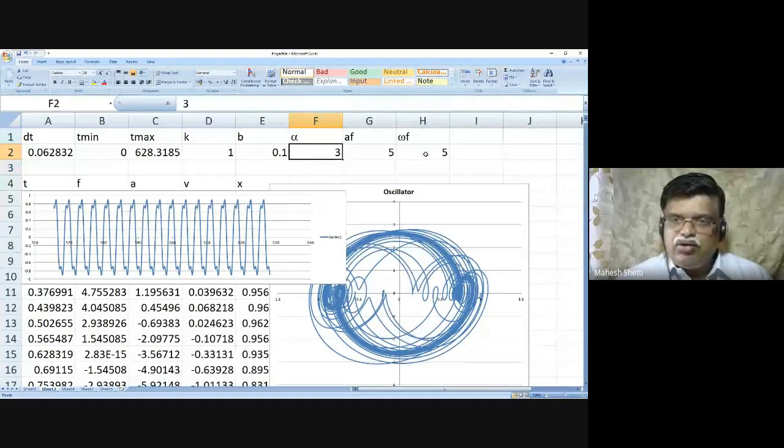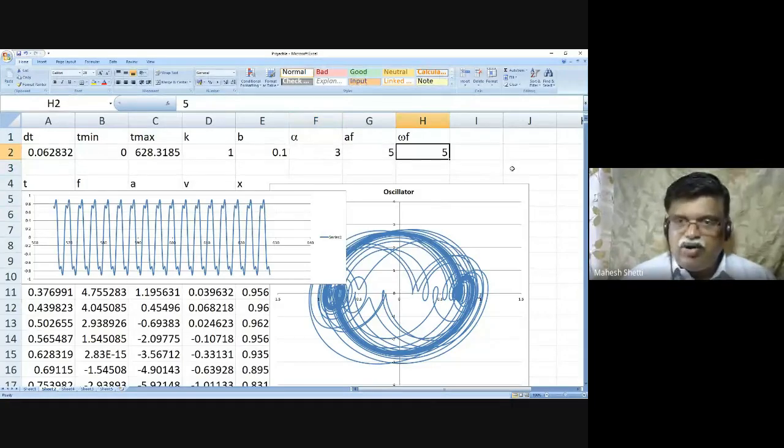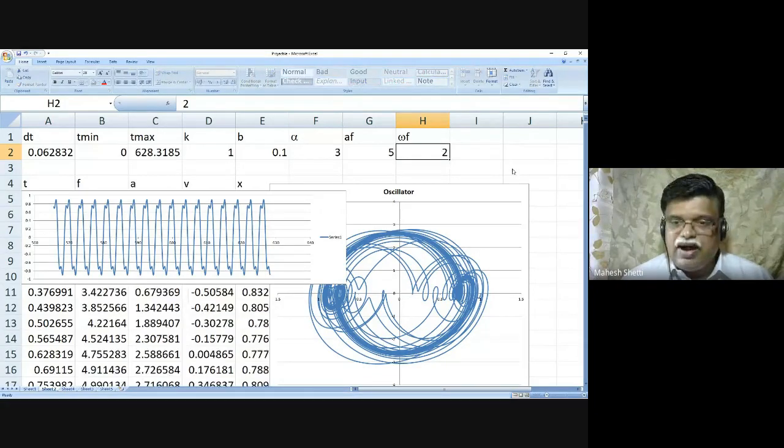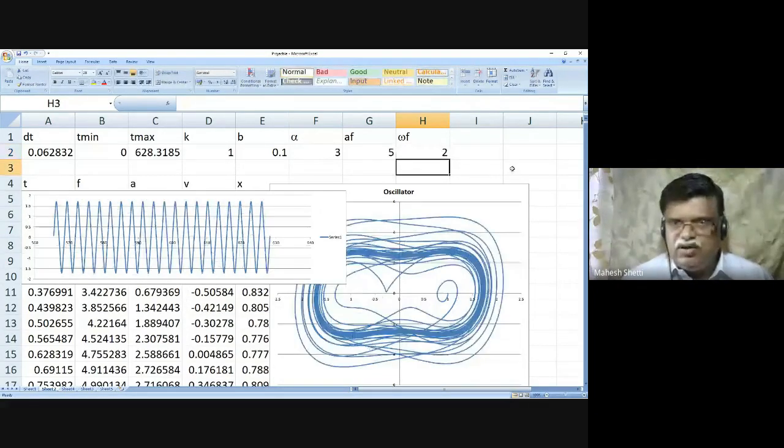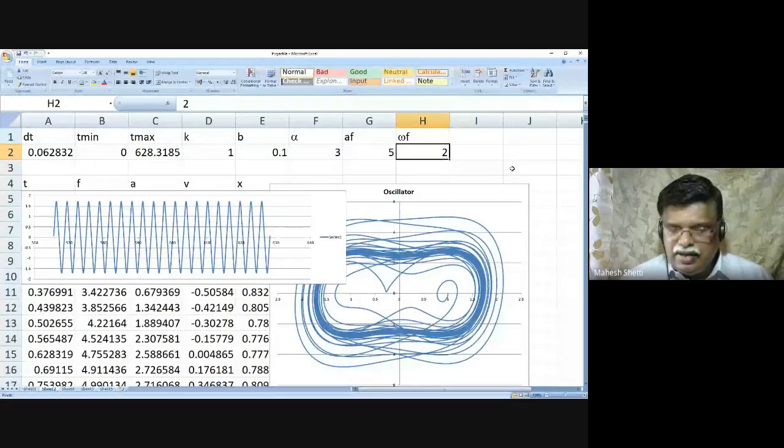But this is not going to be true for all driving frequencies. Certain driving frequencies start getting excited. That is the interesting part. For driving frequency twice the natural frequency, it is not excited. I make it 2.5.